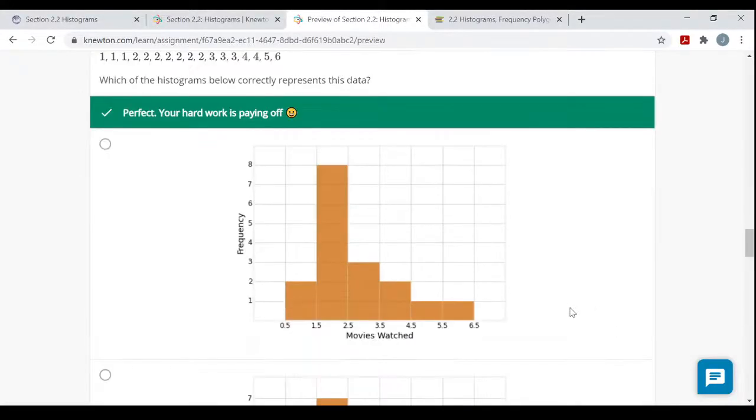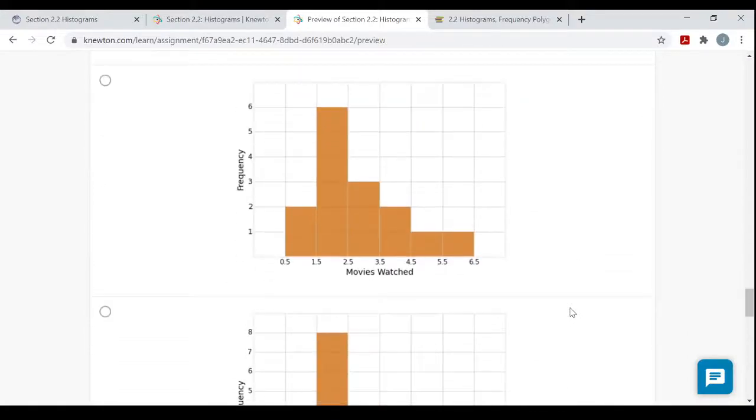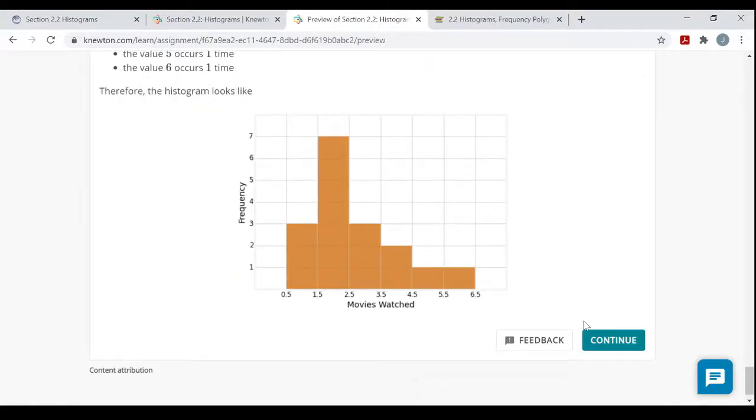Okay. Great. Now again, this was a multiple choice thing. You didn't have to draw it by hand. You could have just looked at which ones made sense with the actual data. All right. So next.